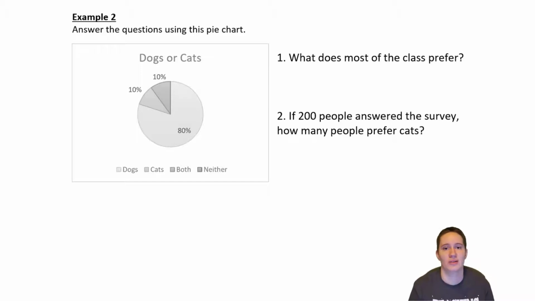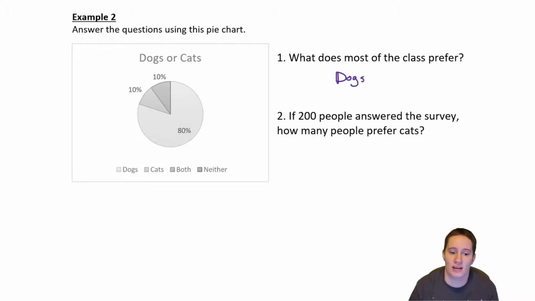One of the big questions we're likely to be asked is, what did most of the class respond with, or what did the least number of people respond with? In this case, number 1 says, what does most of the class prefer? So we'd look for the biggest slice of the pie, which is 80%, and relate that to our key at the bottom. It's the lightest shading, which goes with dogs. So we'd say dogs. Most of the class preferred dogs.